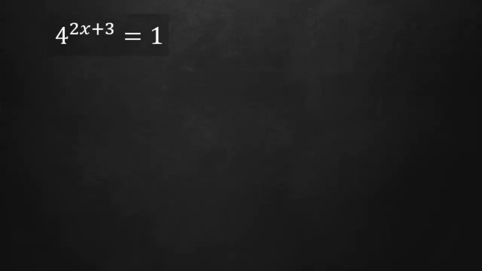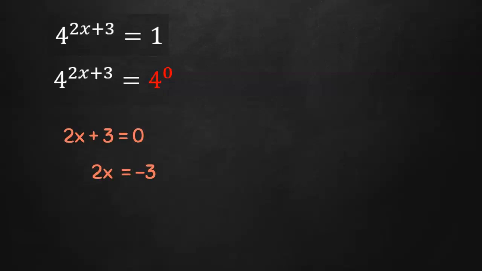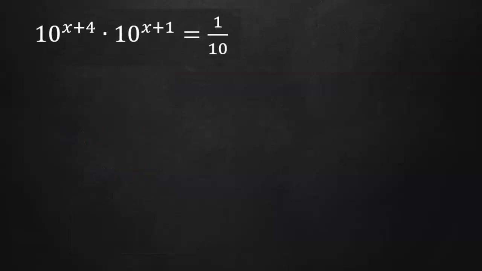In this example, the right-hand side is a 1. Now, how do you get the base of 4 to look like 1? Well, think about your properties of exponents. Now, I can rewrite 1 as 4 to the 0 power because anything to the 0 power is always 1. So doing this, I've got a base of 4 on the left and on the right. So set my exponents equal to each other, subtract 3, and then divide both sides by 2, and x is equal to negative 3/2.